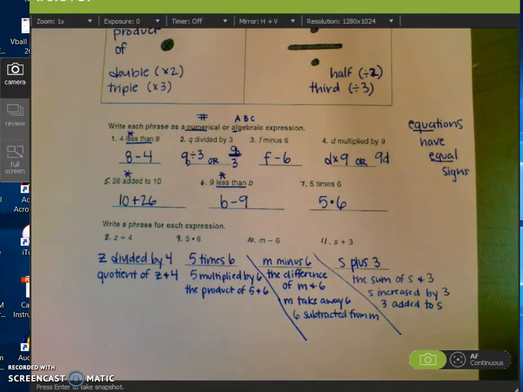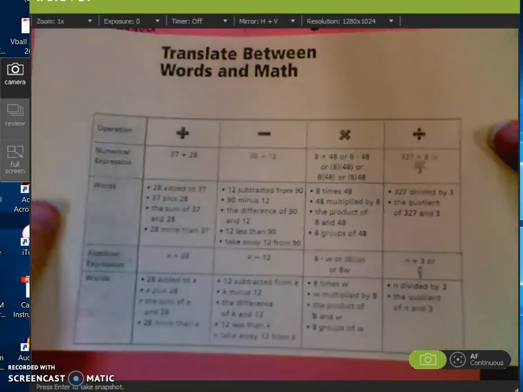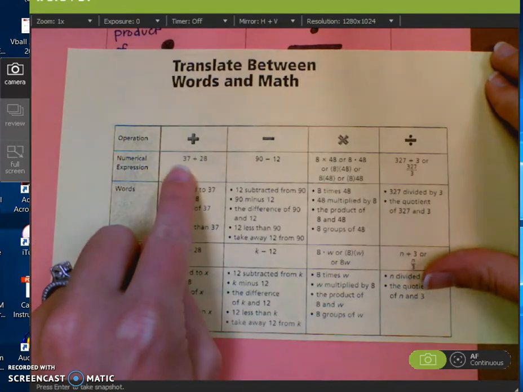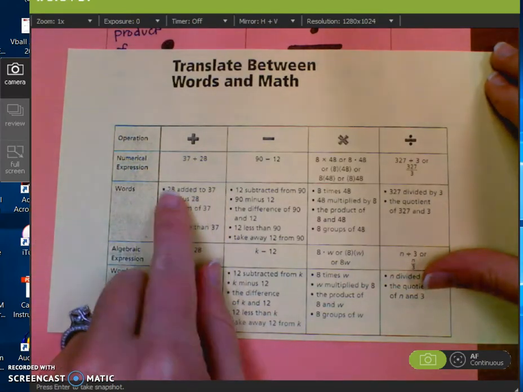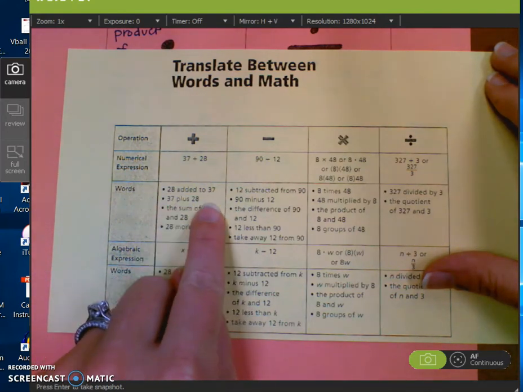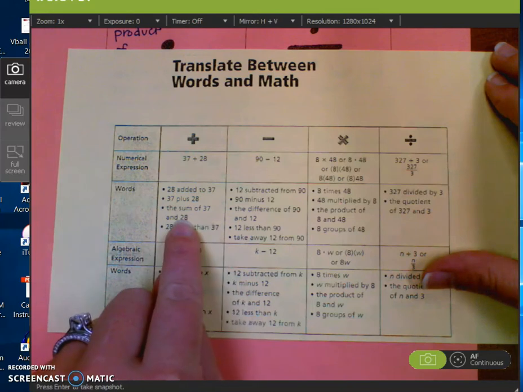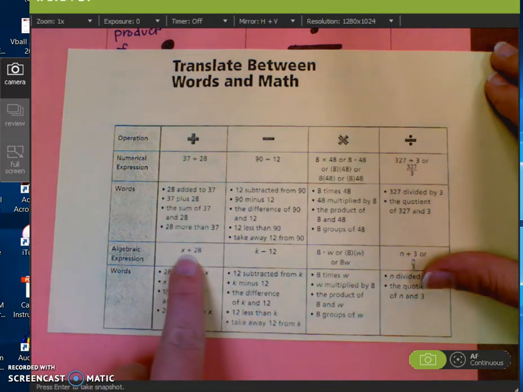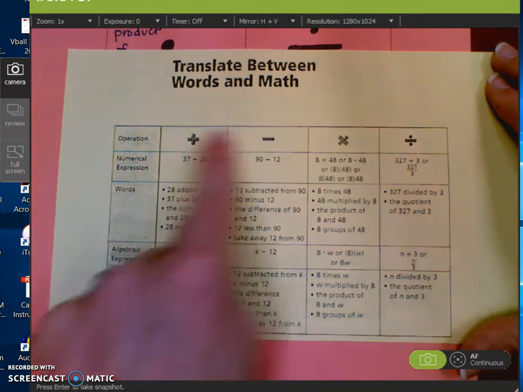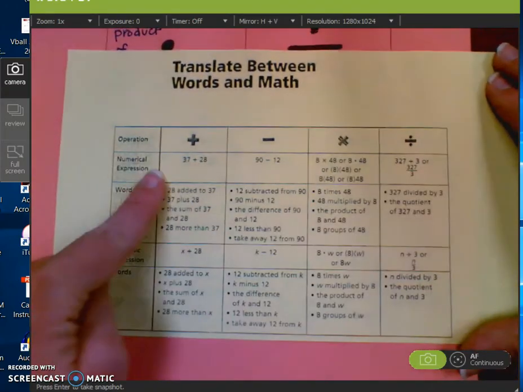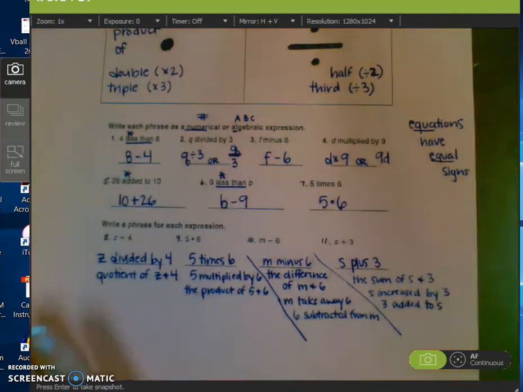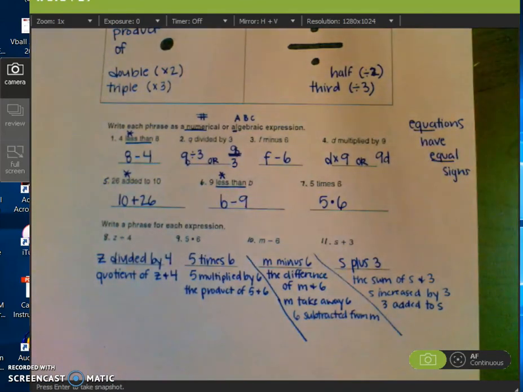And I also just want to give you one more reminder that on the next page you should have this one. This one shows a numerical expression, 37 plus 28, and gives you some words. 28 added to 37. Notice it went backwards. 37 plus 28, the sum of 37 and 28. And then they also give you an algebraic expression for each of them, addition, subtraction, multiplication, and division. So you've got a couple different visuals here and written words and phrases for you to look at. Both of these will be great resources as you work through and practice translating words.